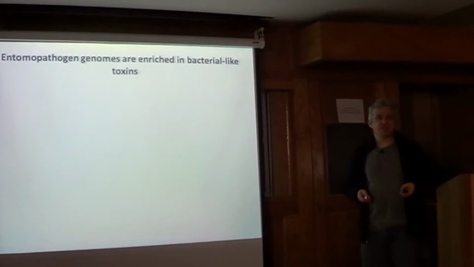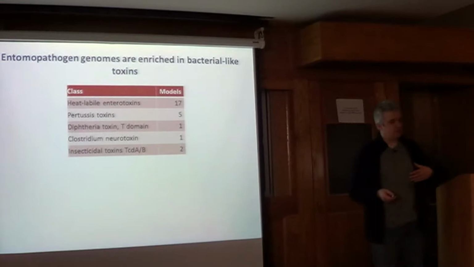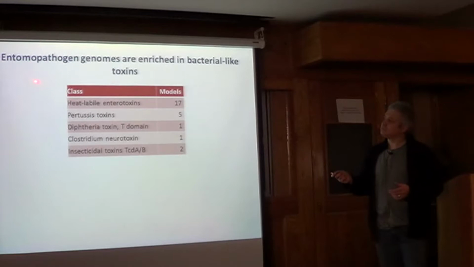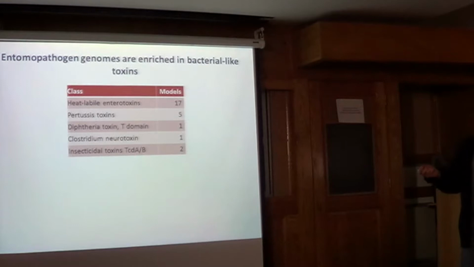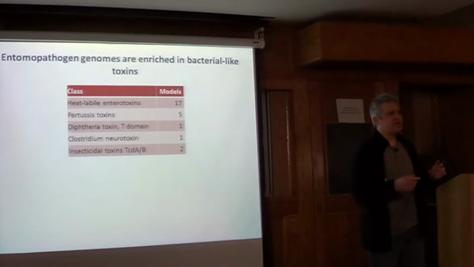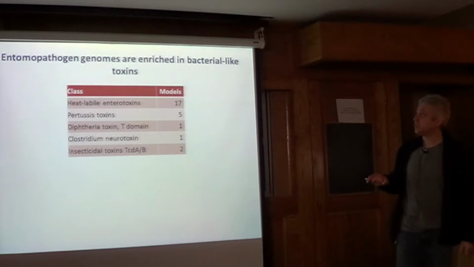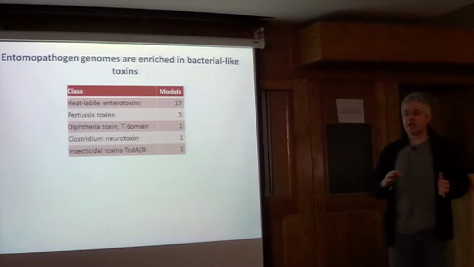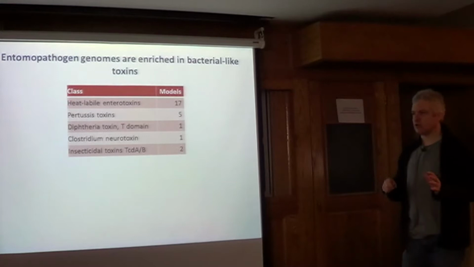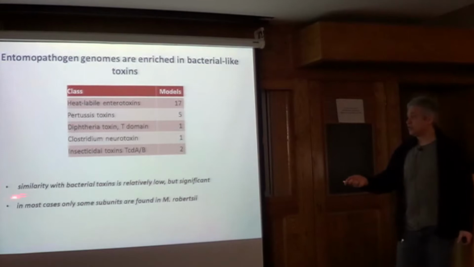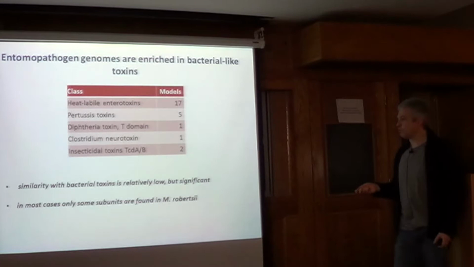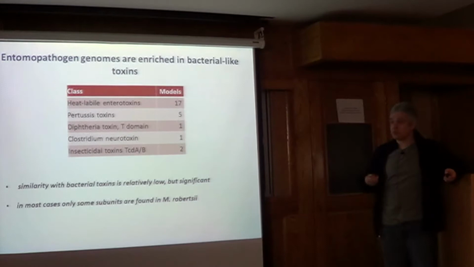One remarkable thing that the genome tells us is that these genomes are enriched in homologs of bacterial toxins. What I mean is toxins from bacteria that are animal pathogens. Usually they are multimeric, they have multiple subunits. What we find in entomopathogens are just some of the subunits. It's not really clear what their role or function is, but it's remarkable to see this in all these genomes. Their similarity with bacterial toxins is low but significant. And as I said before, in most cases only some of these subunits are found.